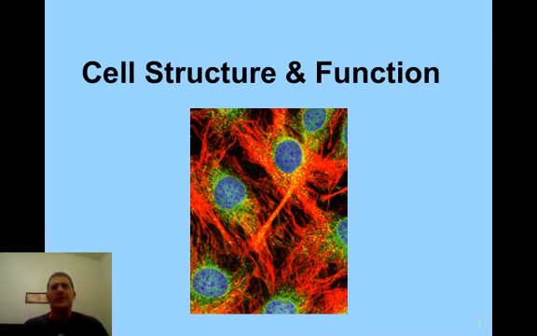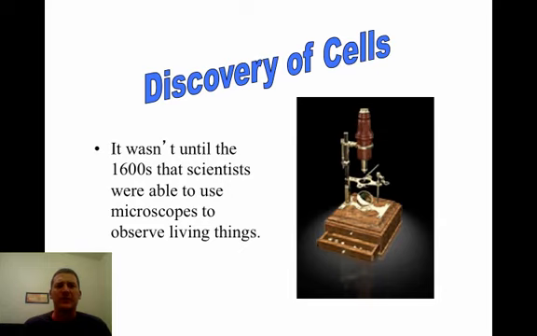So let's get started with the basic history of what cells are and who discovered them and what led us to what we know about cells today. It wasn't until the late 1600s that scientists were actually able to view living things under microscopes. Up until this time, they had simple magnifying glasses, simple eyeglasses that they could use to see stuff with. But it wasn't until they developed microscopes that they were actually able to see things.